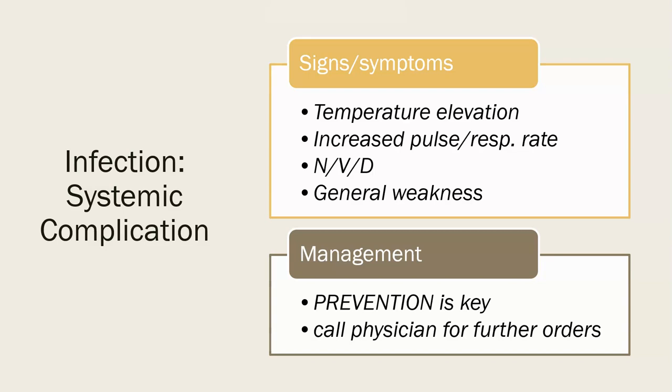So for systemic complications, think of what we look at for people who have a systemic infection. They're going to have a temperature elevation. They may have an increased pulse and respiratory rate. They may develop nausea, vomiting, diarrhea, and general weakness. So ultimately for this, prevention is key: maintaining aseptic technique anytime we are doing something with an IV or IV fluids. And once we notice those signs and symptoms, we're going to call the physician for further orders, likely get them started on some antibiotics.